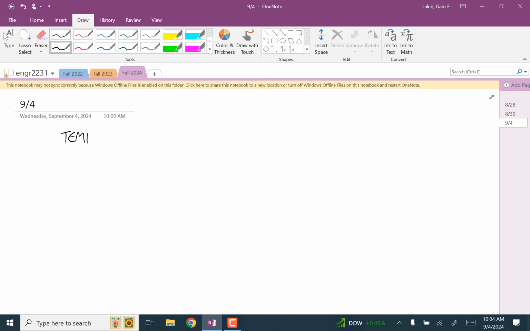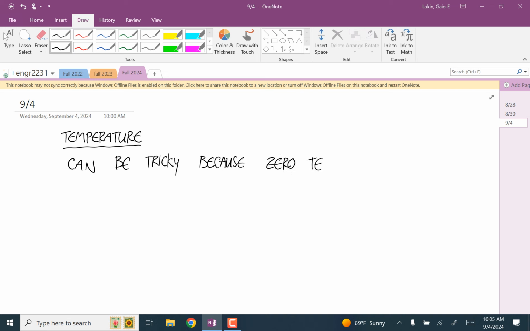So temperature. Temperature is like the trickiest of all units. I mean, it's because the scales have different zeros. So it can be tricky, because zero temperature means different things for different units.